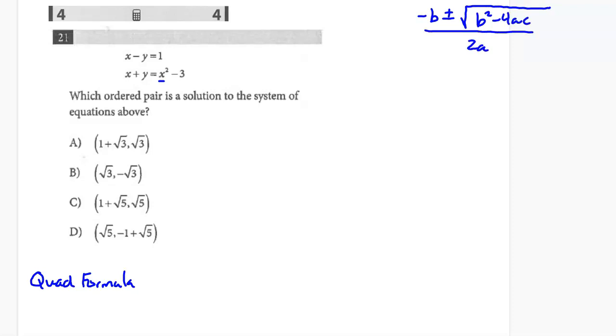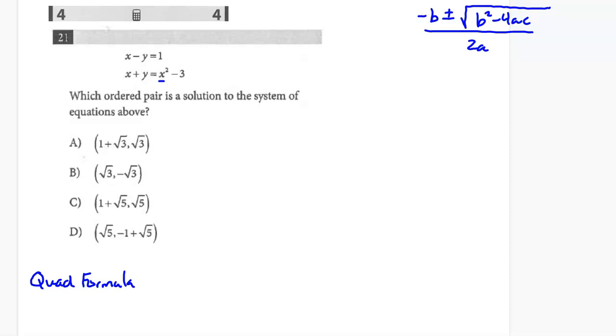All right, number 21. Looks like we have a system of equations, but this one's a little bit weird because you have this quadratic term in here, this x squared. So I imagine we're going to be factoring, but actually looking at the answers, it looks like we're going to need to use the quadratic formula. So just make sure that you have that memorized. It's not given to you. So really quick, quadratic formula is negative b plus or minus the square root of b squared minus 4ac all over 2a. And I will explain that here in a second once we get through the system.